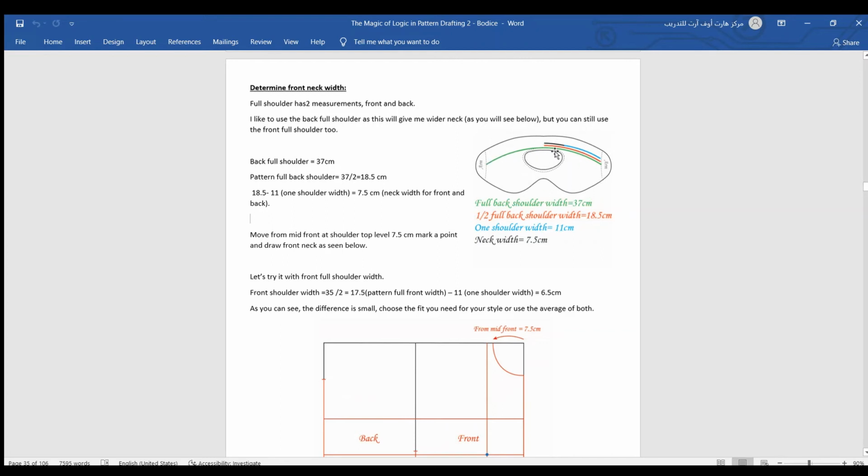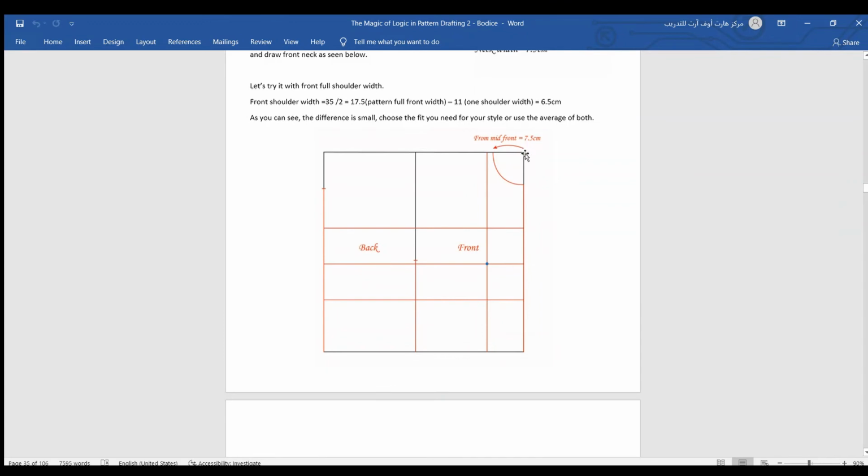You have to take the full back and divide it by 2 because we are dealing only with half of the body. So half of it is 18.5, and since we have the one shoulder, which is 11, the leftover is 7.5, which is the neck width. So what we have to do is get inside from the mid front line. We go at the shoulder level 7.5 centimeters toward the sideline, toward the back, and draw a neckline. So this length from here till here is 7.5 centimeters.